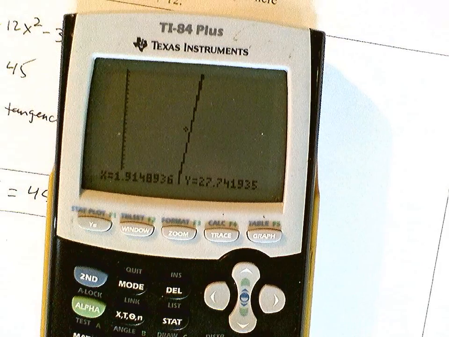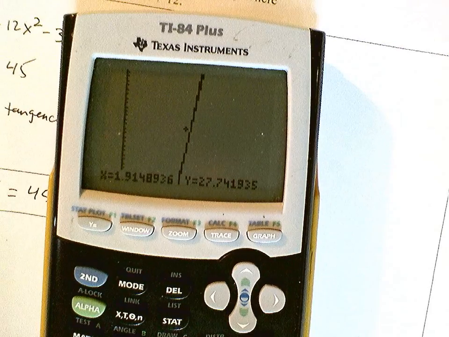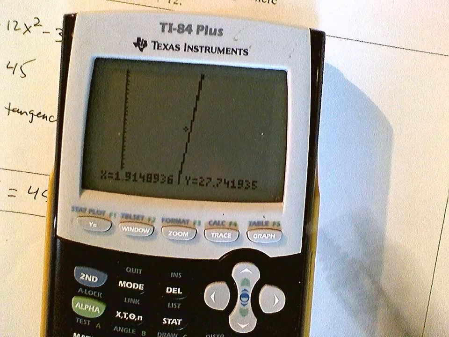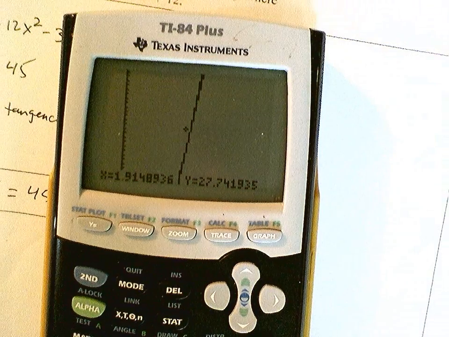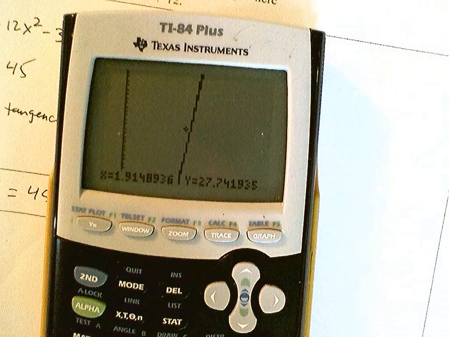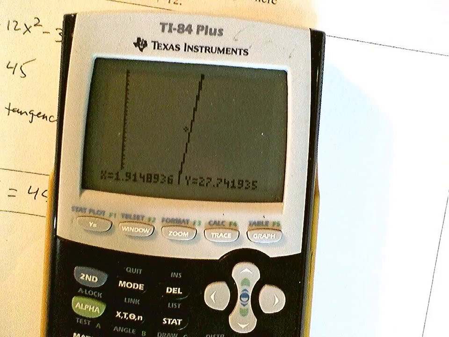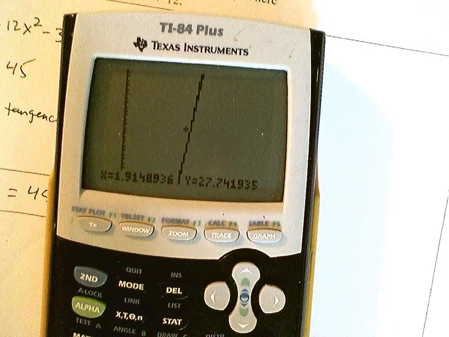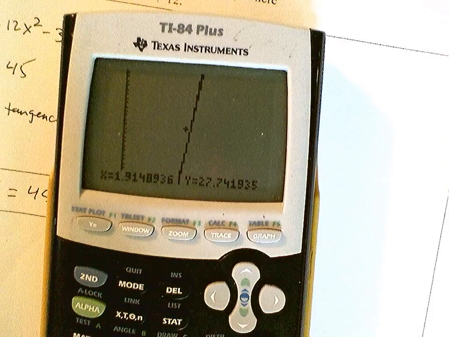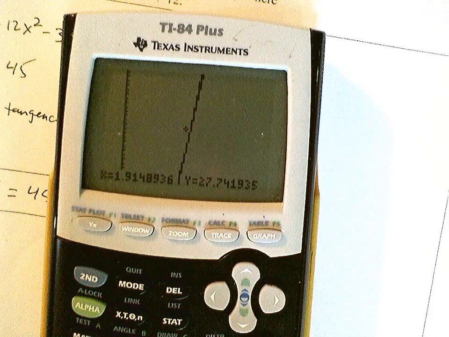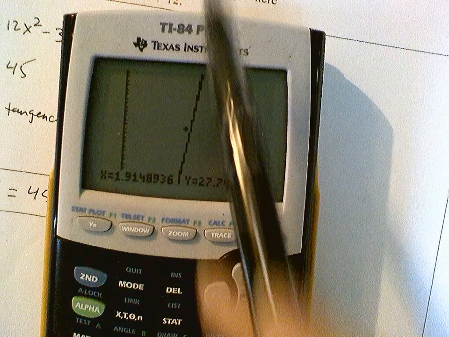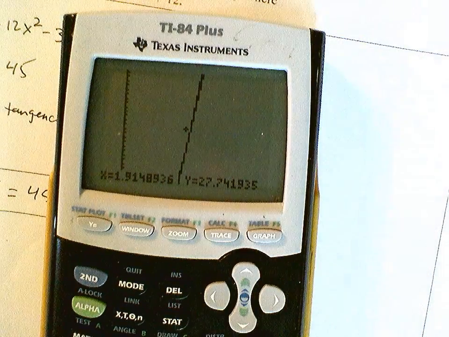Okay, I wanted a prettier picture than that. This tangent line is a very close match to the graph in this window. I just want to see a prettier picture. What I mean by that is I want to see more of the graph curved and more of the tangent line just kind of touching the graph once and then going on. So what I'm going to do is I'm just going to elongate my window.